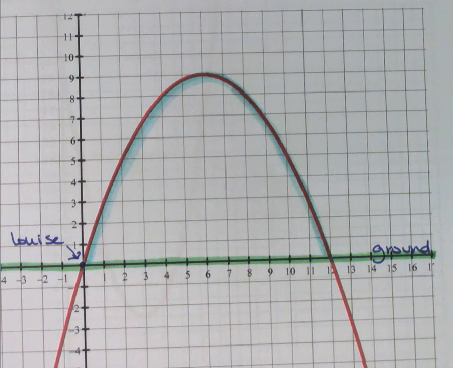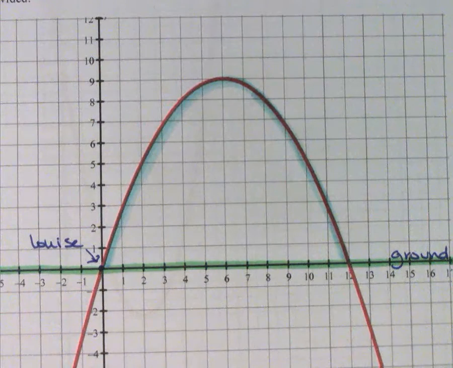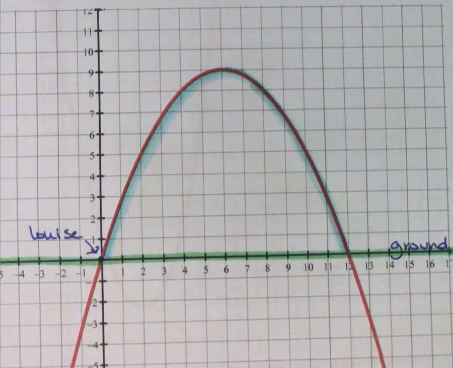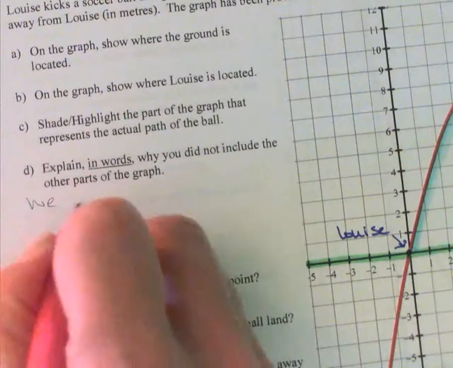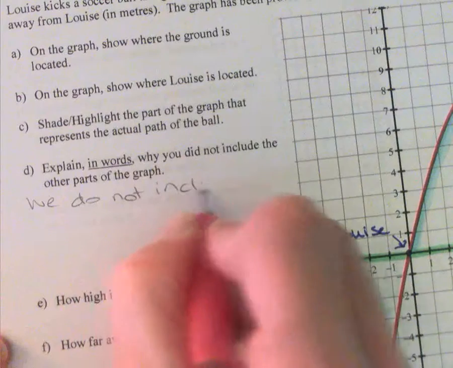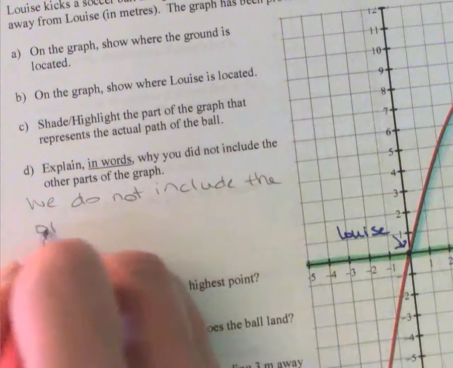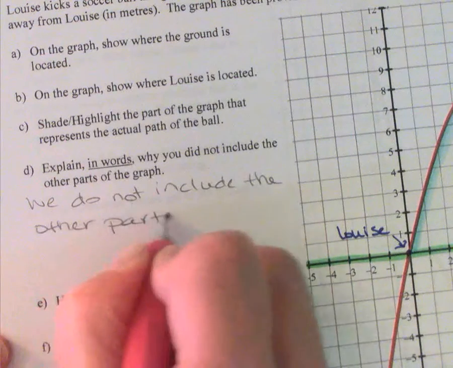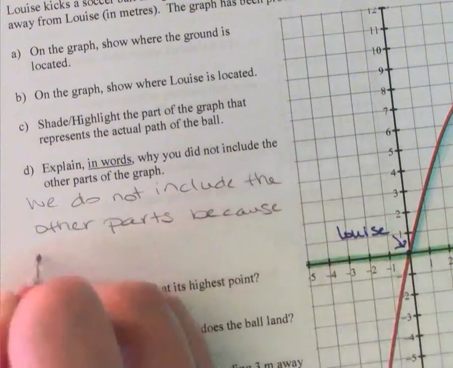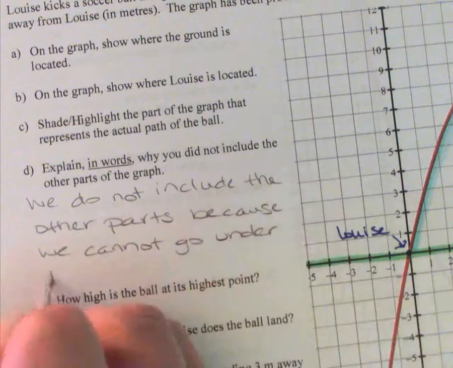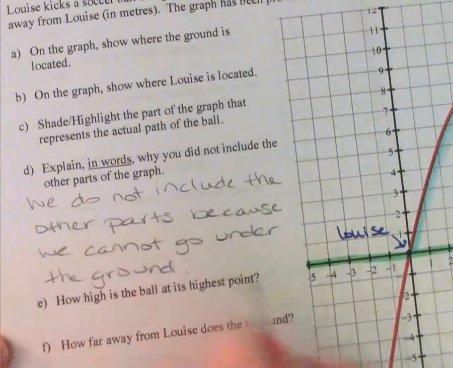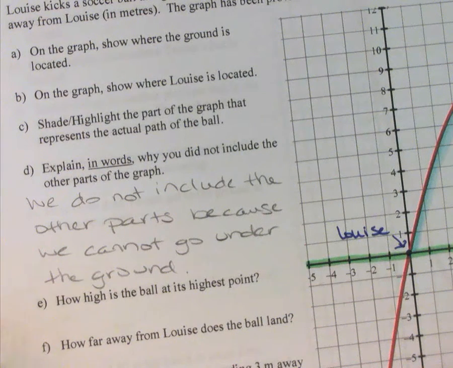So why would I not include the other parts? Well, because basically we can't go underground. So even though that is actually part of the parabola, we don't include that in this application because we can't go underground. Okay, so we do not include the other parts because we cannot go under the ground.